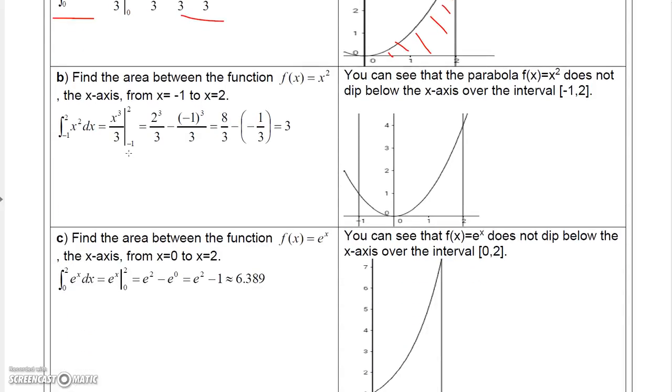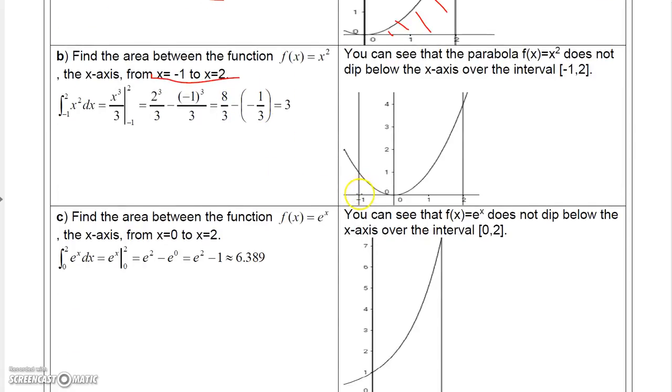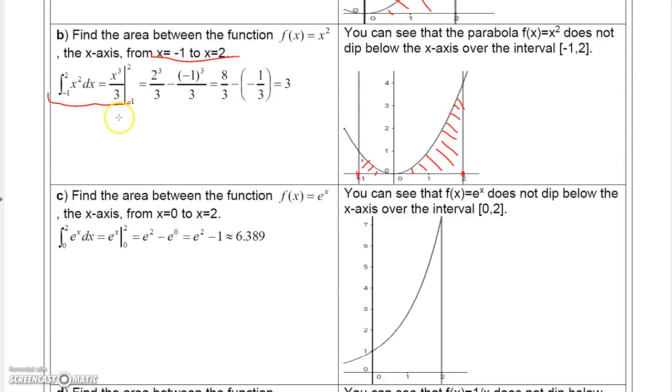All right, what if we wanted to go with the same function, but from negative 1 to 2? That would be from here over to here. But still, the function y equals x squared does not go below the x-axis. So I could just integrate this function from negative 1 to 2, and it would give me the area between the function and the x-axis. If you integrate from negative 1 to 2, you're going to get 8/3 minus negative 1/3, which is 8/3 plus 1/3, which is 3.